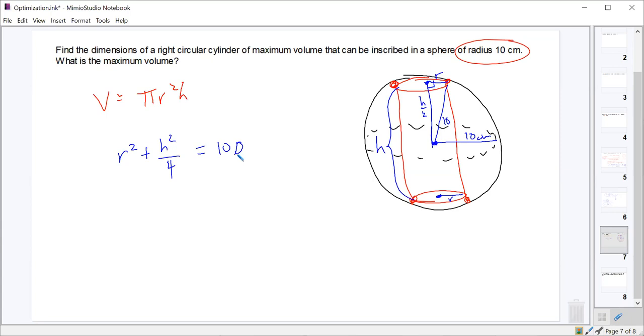Everybody good with that using the Pythagorean theorem? All right, and since we have an r squared, sorry, say that again. Why h squared over 4? Pythagorean theorem says a squared plus b squared, right? So h over 2 squared is h squared over 4.